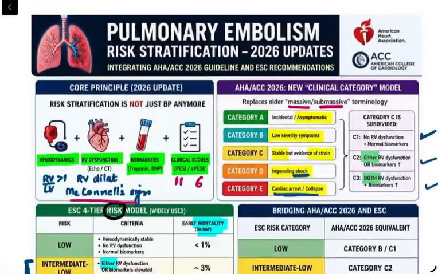Imagine a 45-year-old patient presenting with sudden breathlessness and mild hypotension. CT confirms pulmonary embolism. Now the real question is not what it is, but how dangerous it is. Should we anticoagulate, thrombolyze, or monitor?